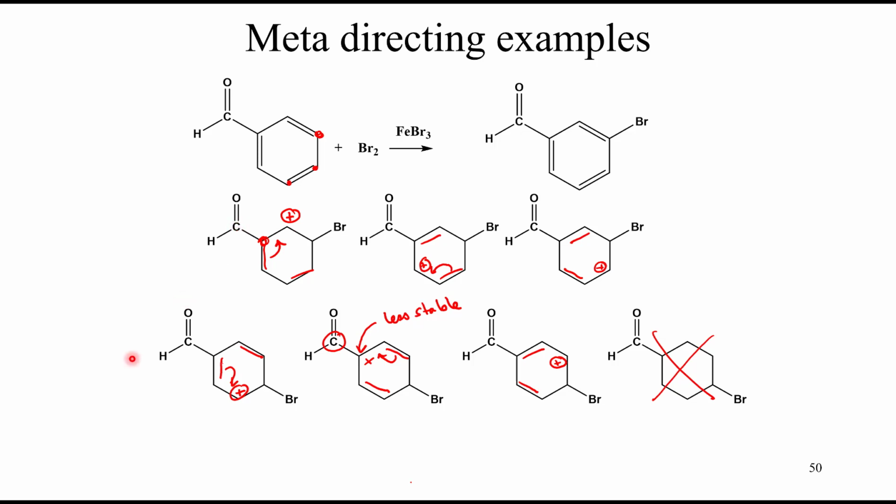The result is that adding in the meta position, even though it's slower, is more stable than putting it in the ortho or the para position, which puts the positive charge directly adjacent to this carbonyl group. So while both of these slow down in reaction rate, the addition in the ortho and para positions, because of the instability of that positive charge, slows down even more. So we have a situation where the meta position is more favorable than the ortho-para position because it's less affected by the positive charge in the intermediate.